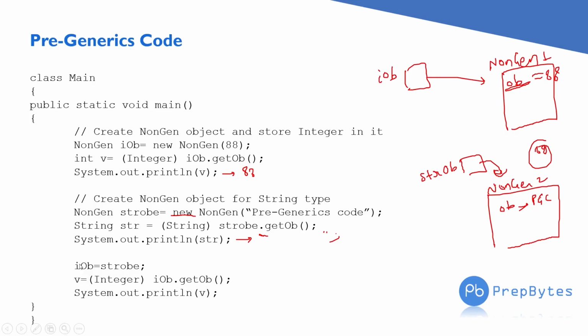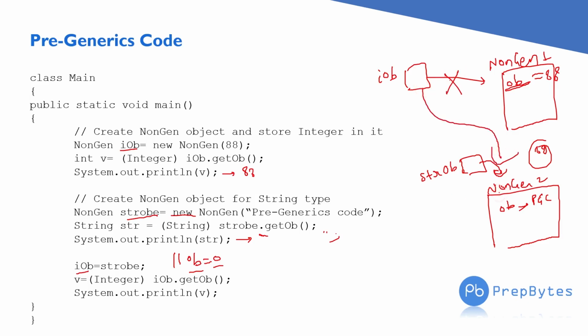So in this line, what is happening? iOb equals strOb. We have seen this type of line before. Just now, the line was ob equals o. These are reference variables, so the object is not copied, but the reference is copied. iOb is a reference variable, as you can see here, and strOb is also a reference variable. So the reference that was here will be copied to iOb. Now iOb will not point to this object, but to here.